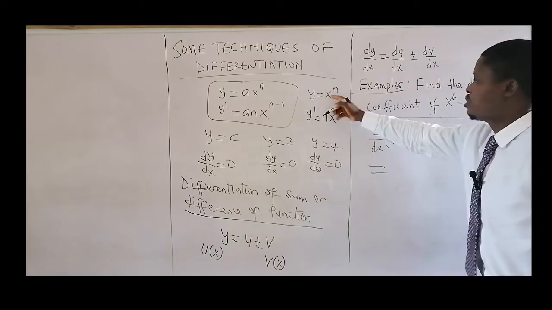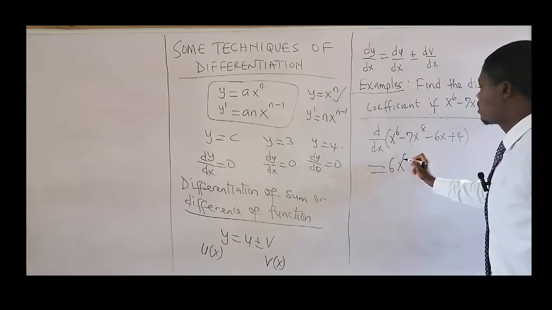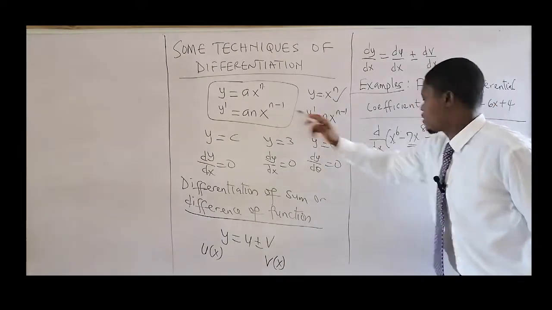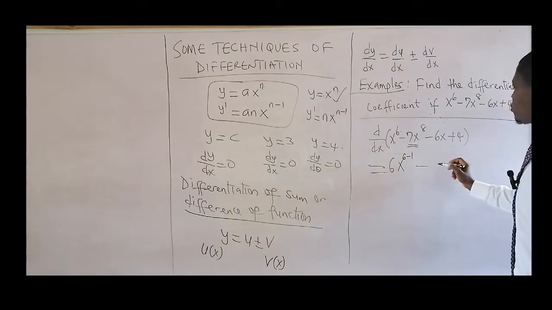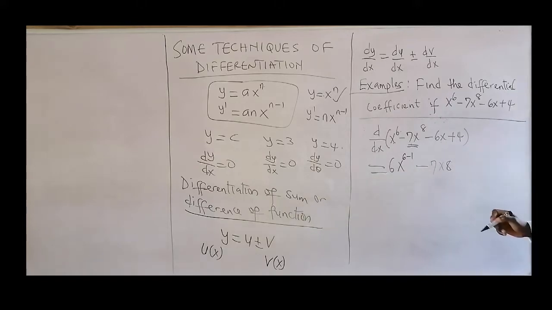Based on this rule, for the first term the power comes to the front, write the x again, and subtract 1. Then minus this one: the constant here is 7, and the power 8 comes to the front, so that's 7 times 8. Let's use brackets, 7(8), and then write x^(8 minus 1).